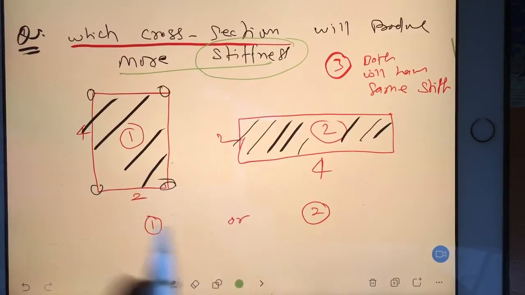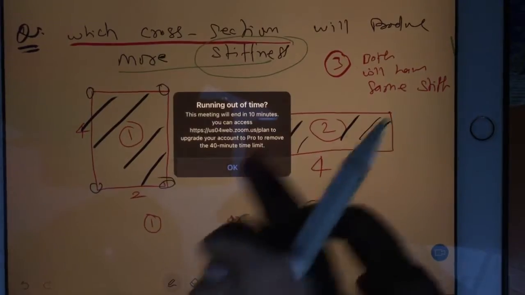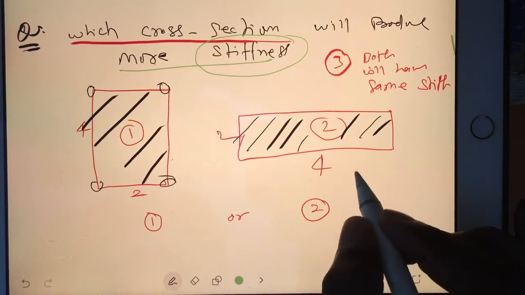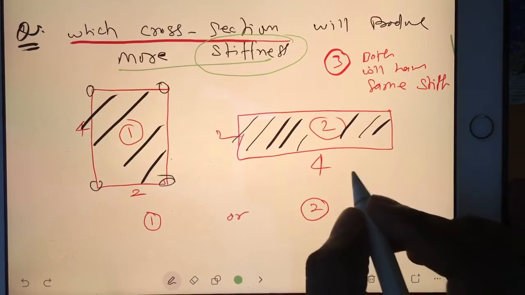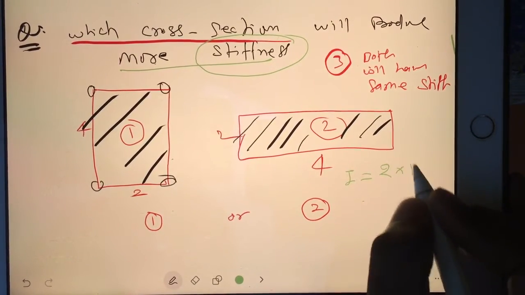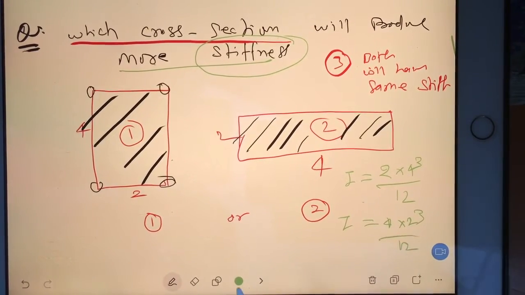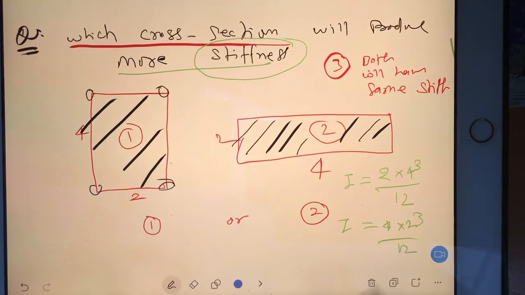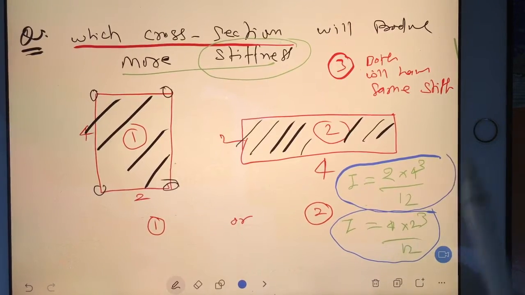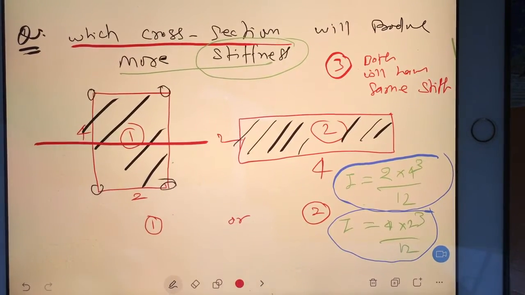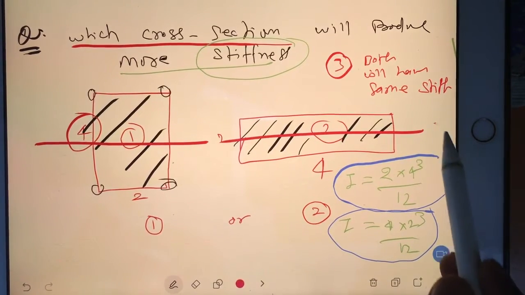So when you apply the load, you have to think about moment of inertia. Only two moments of inertia are possible, as I taught you. I is equal to either 2 4 cube by 12, or 4 2 cube by 12. Only these two are the possibilities. In these two possibilities, you have to choose this one. It means this cross section, then only 4 cube will come. Not this cross section.